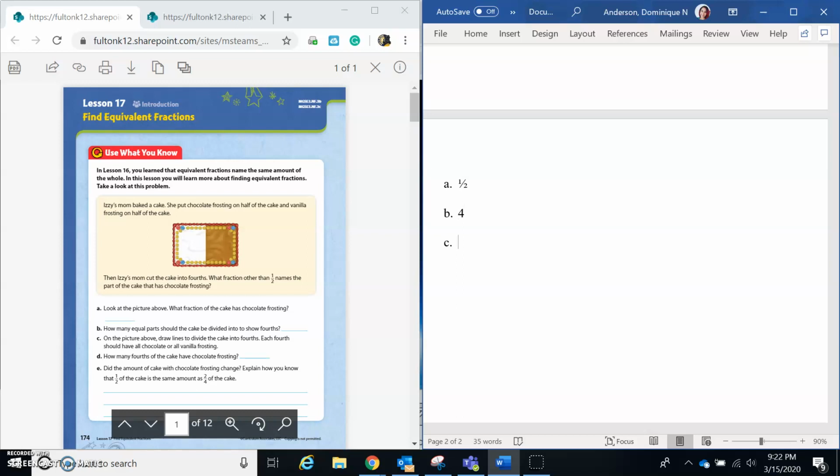On the picture above, draw lines to divide the cake into fourths. Each fourth should have all chocolate or all vanilla frosting. So what they're saying is when you divide it, you cannot break it up to be a little bit of chocolate and a little bit of vanilla mixed together. It has to be a fourth of chocolate, a fourth of vanilla, a fourth of chocolate, a fourth of chocolate, a fourth of vanilla, and 1/4 of vanilla. You can't have a fourth of chocolate and vanilla mixed together. So go ahead and do that, guys. Remember, 4 equal parts.